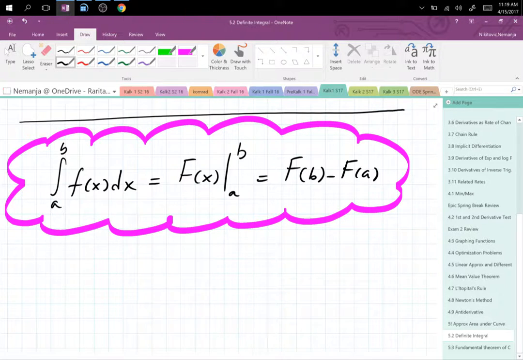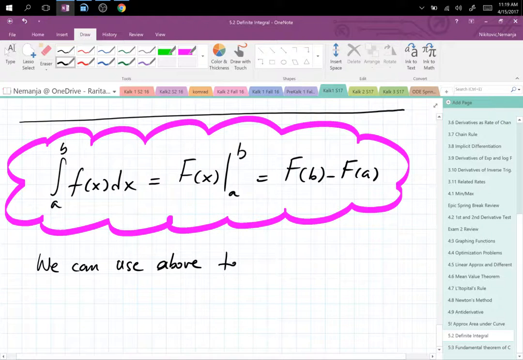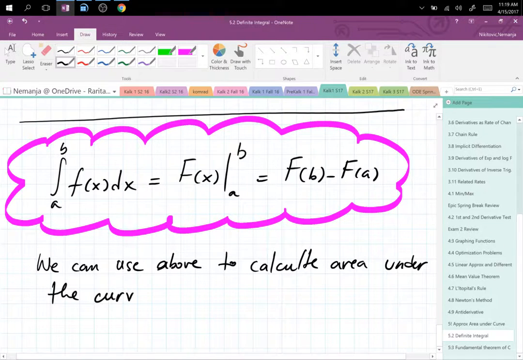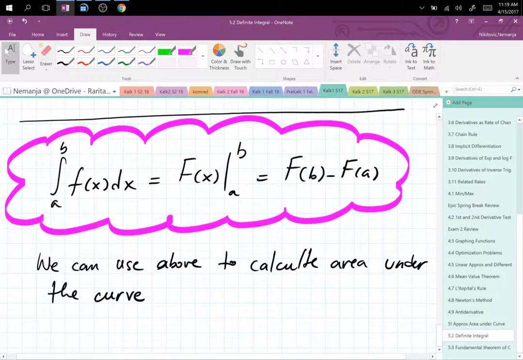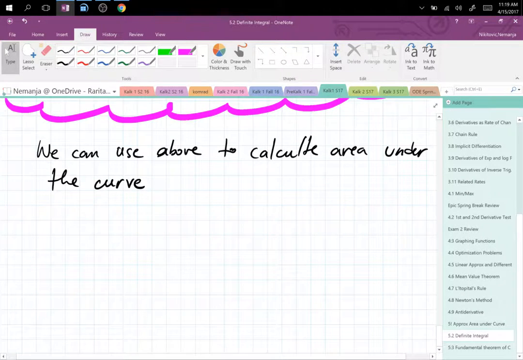So now we can use the above to calculate area under the curve. I'm going to start with the rectangle.